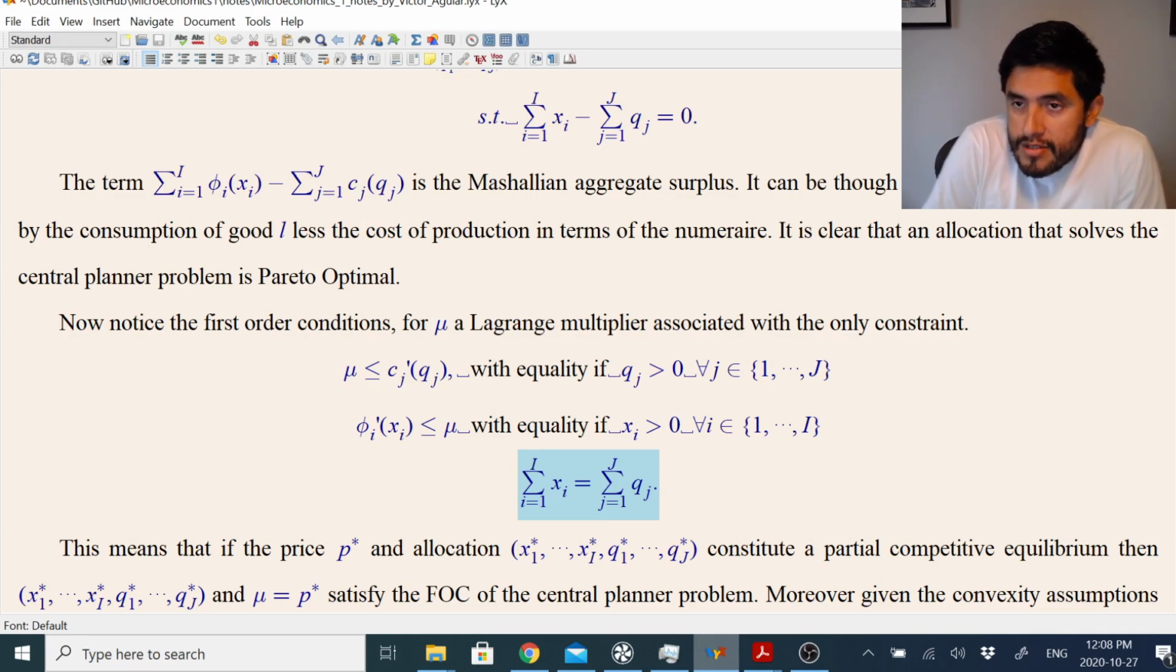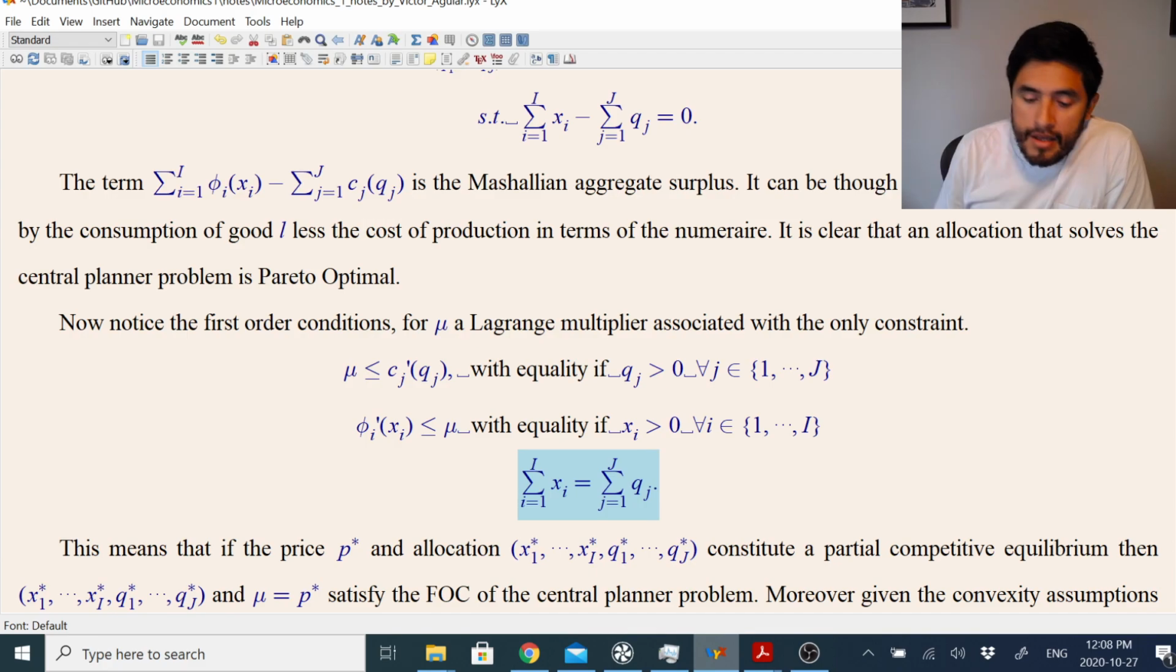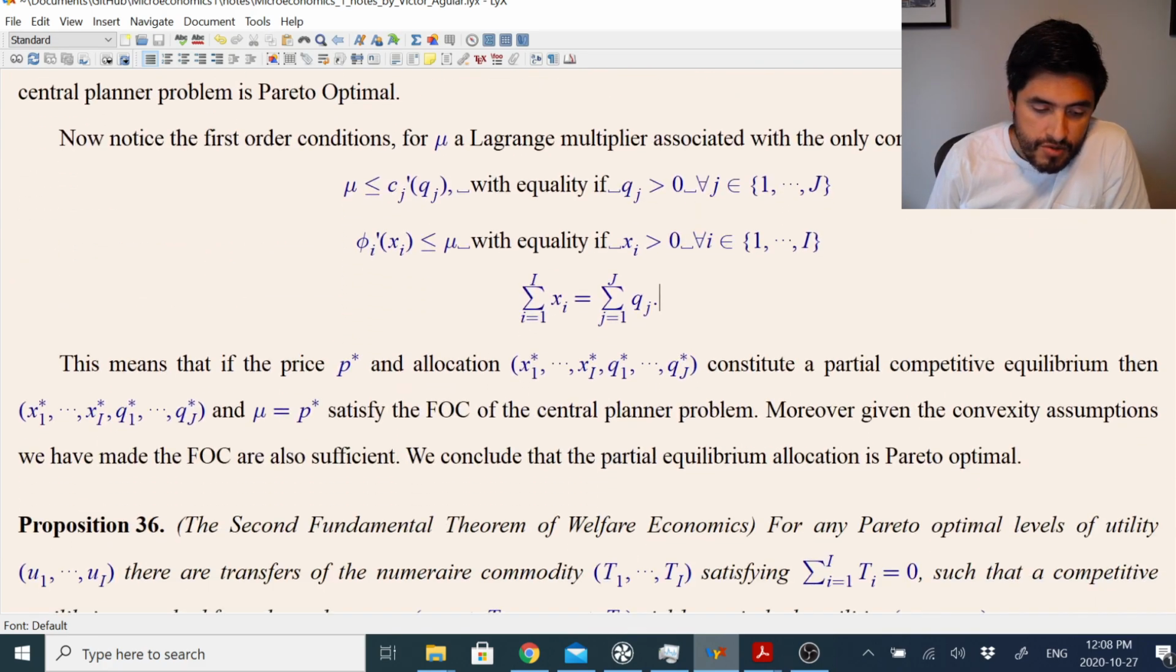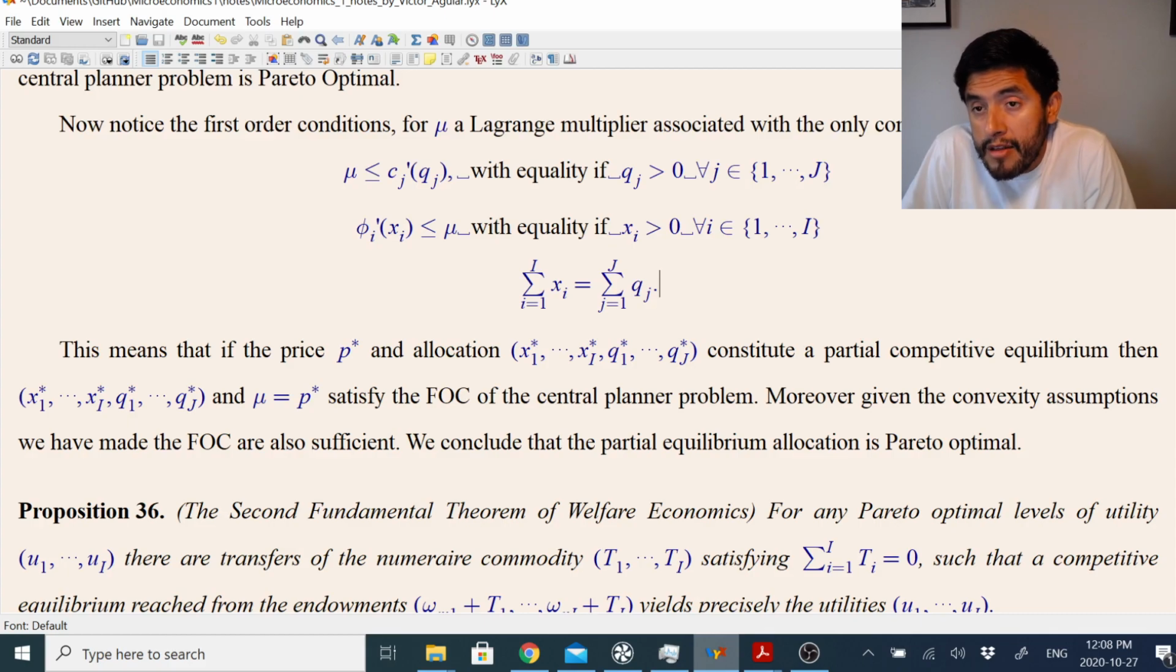Now notice that the Lagrange multiplier in this problem has to be a positive variable. So that means that if I let the price be equal to the Lagrange multiplier, then this becomes a partial competitive equilibrium, right? So the partial competitive equilibrium satisfies the first order conditions of the central planner. Moreover, given the convexity assumptions we have made, the first order conditions are also sufficient. So we conclude that the partial equilibrium allocation is Pareto optimal. In fact, it is maximizing surplus.